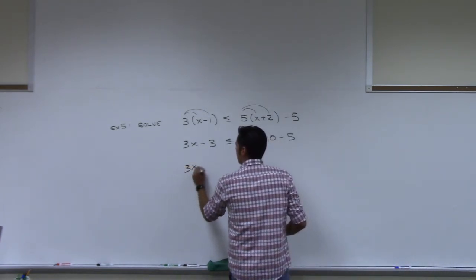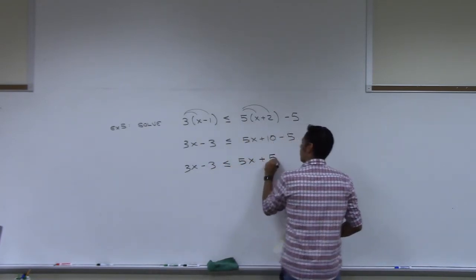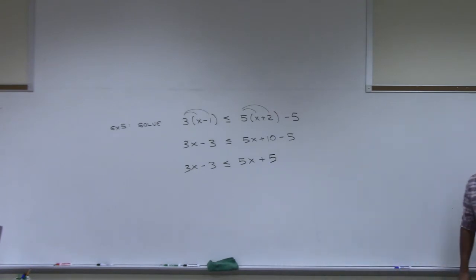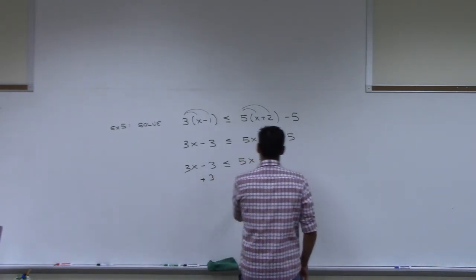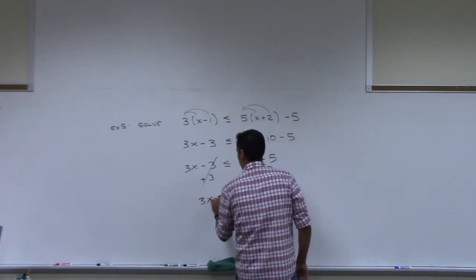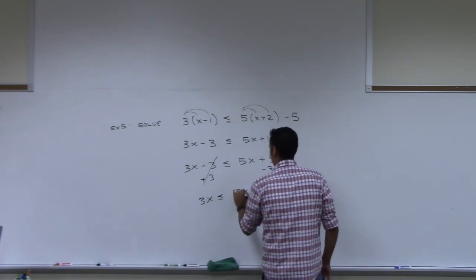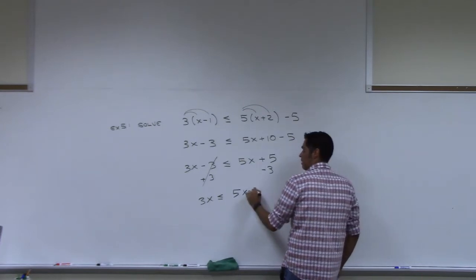And since you had no problem with that, you can go ahead and take us to the next step too. So what would you do now? This is kind of your call at this point. We can either move the 3x over, or we can move the minus 3 over. Yeah, it's up to you. What do you want to do? Just add 3 to both sides? Okay. All right, I'm going to let you off the hook now. Adding 3 here, adding 3 here. We've got 3x less than or equal to 5x plus 2, right? Okay.